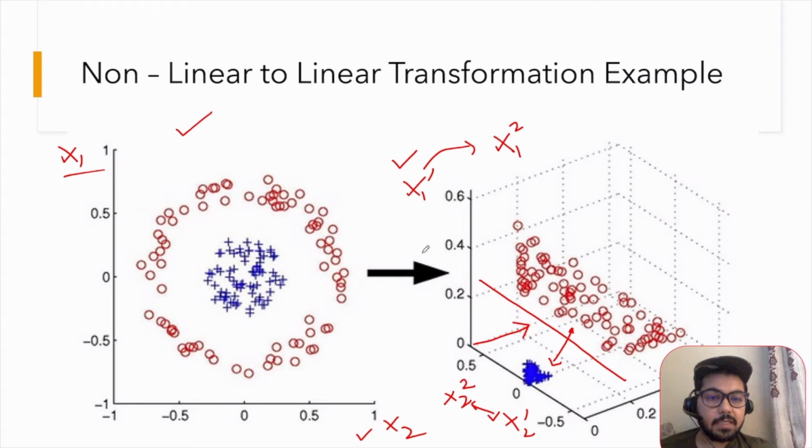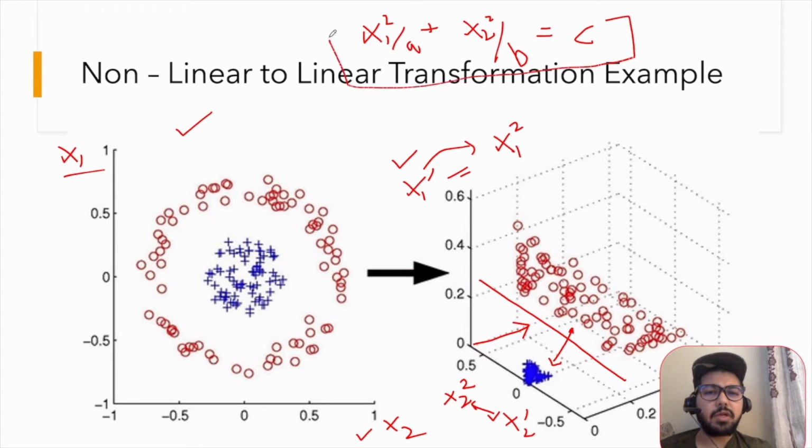So actually x1 prime is equal to x1 square, and x2 prime is equal to x2 square. So basically it's a typical equation of circle, and we say that typical equation of circle is x1 square by a plus x2 square by b equal to c. I can say this is a typical equation of circle, or I can say typical equation of ellipse.